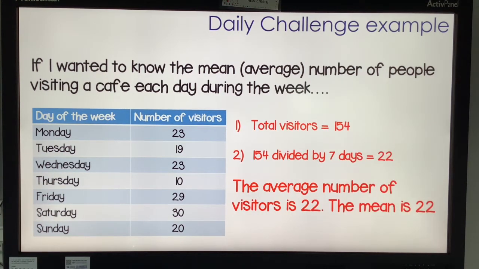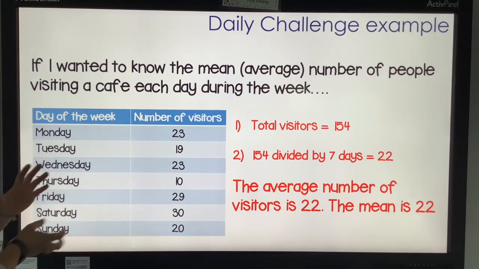So my total number of visitors, by adding up all my different figures, was 154. I then divide it by 7 because there's 7 days in the week. And that gives me 22. That tells me the average number of visitors is 22, or the mean is 22. Now for some days, that's a little bit high, and for others, it's a little bit low. But it's an average.